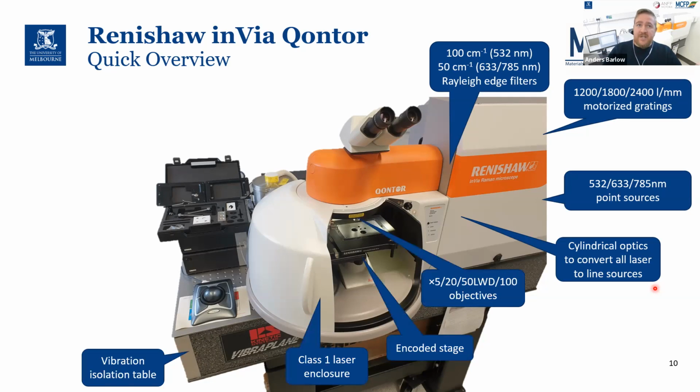We have 4 different objectives: a ×5, a ×20, a ×50 long working distance, and then a ×100 objective. The stage is a registered and encoded stage with 100 nanometer precision, which means that it is software controlled and software monitored as well. The entire instrument sits within a class 1 laser enclosure. So this is a class 1 laser instrument, meaning we don't need laser safety glasses when operating it. It is a very safe instrument to use.